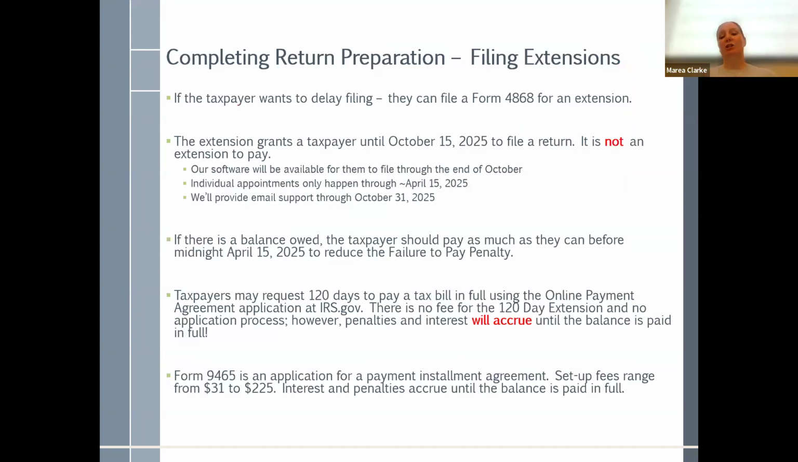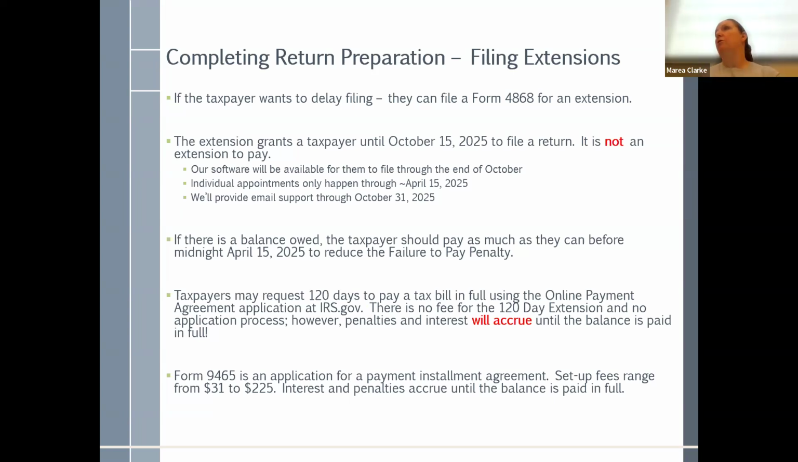All right, extensions. So people can request an extension. 4868 is the form that's used. It grants them the time until October 15th to file their tax return. It does not give them extra time to pay. So that money is always due by April 15th. We still provide support through the software and through email through the end of October, so we can help them. We don't do appointments after the filing deadline, but we still do provide support.